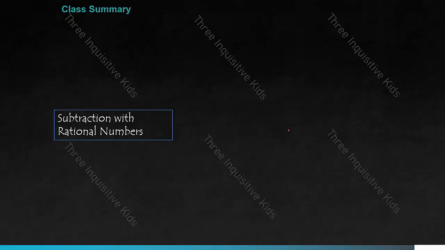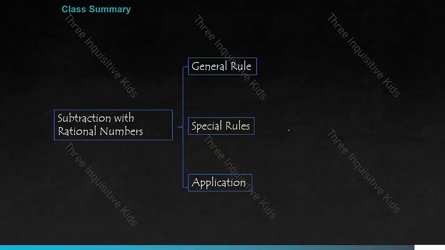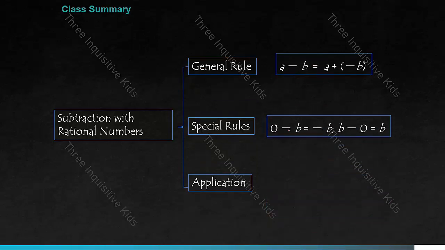Okay, so this is the end of the lesson. In this lesson, we learned about subtraction with rational numbers. And we learned that a minus b equals a plus negative b. And 0 minus b would equal negative b. And b minus 0 would equal b. And we also applied what we learned to some word problems. So you can see subtraction with rational numbers in action.